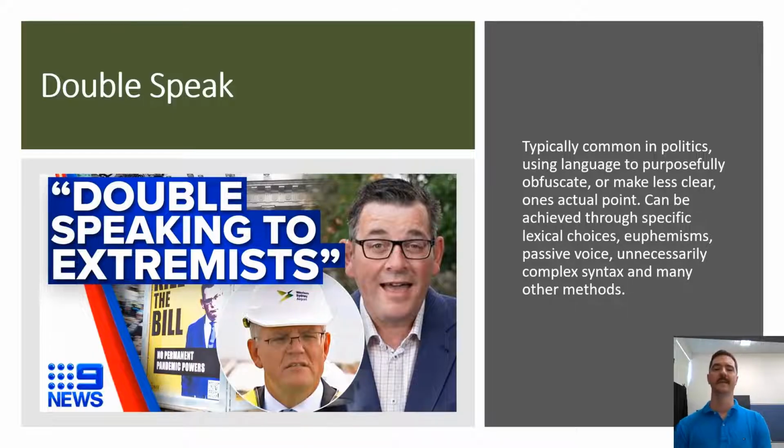So doublespeak is basically purposely obfuscating your language, and you can do that through a whole range of different things: using very euphemistic language, or using long run-on sentences that don't necessarily answer the question. There are a whole lot of different ways of doing it that are listed there, but it's what politicians and others do to sneak out of things, or to avoid directly referring to things that are politically damaging or similarly impacting upon their negative face needs in some other way, or indeed positive face needs.